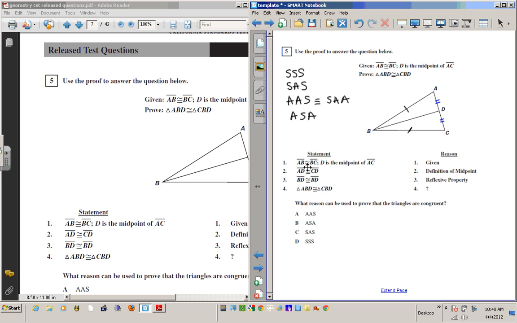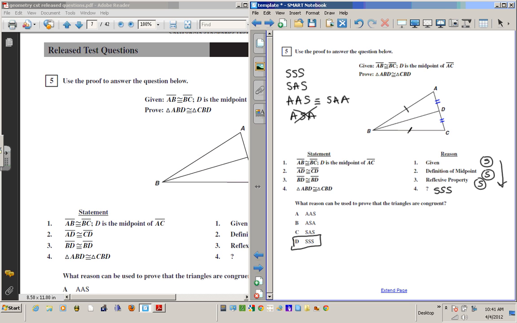AB is congruent to BC because of the midpoint of AC. So these two sides are congruent. That gives us S. We have one S now, so the answer could be this, or this. This one cannot be a possible answer because we don't have it in the order of things. And then AD is congruent to CD, definition of midpoint. AD is congruent to DC, that's another S. Ooh, looking good. So last one is BD is congruent to BD, reflexive property of equality, that's another side. So we have three sides. That's automatically a SSS congruency postulate. So the answer for this one is D.